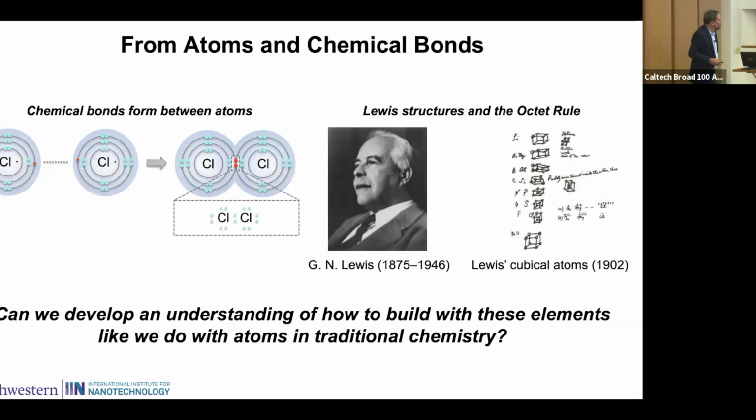Well, that's pretty powerful. So the question we've been asking is, can we develop an understanding of how to build with these elements like we do with atoms in traditional chemistry? And Harry knows that when we think about at least teaching at the freshman level, we think about the importance of this guy, Gilbert Lewis, who began to come up with concepts to understand how different types of structures could form. And we all know about Lewis dot structures and the octet rule. Are there any parallels between this type of analysis and what I'm talking about here? That's one of the things I want you to think about.